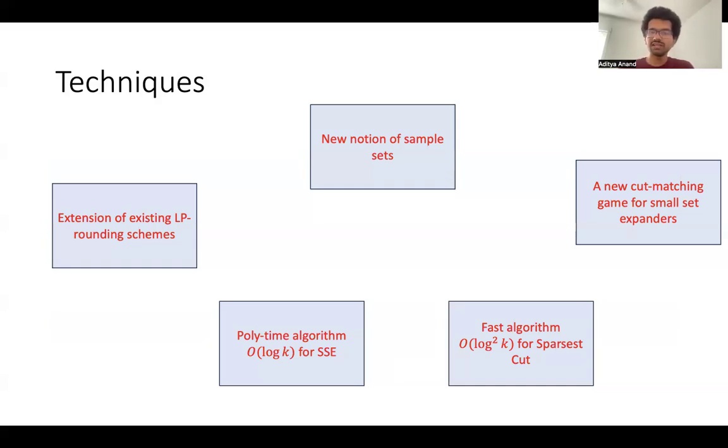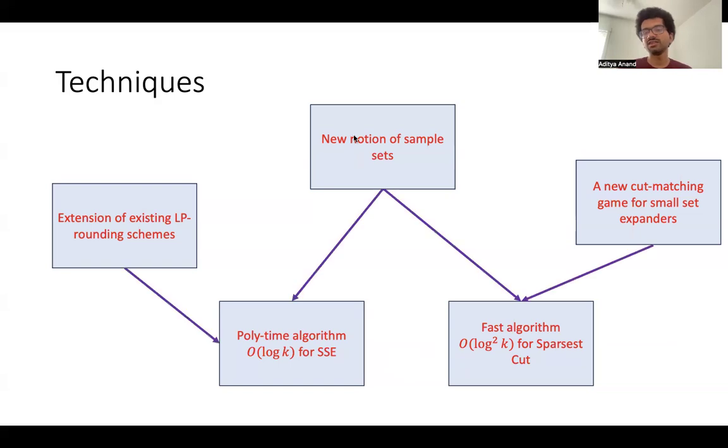Basically, we introduced two techniques. One is an extension of the sample set technique from the previous paper by Feige and Mahdian. And the other is a new cut matching game for small set expanders. Then we also extend some existing LP rounding schemes. So these are our three tools. The polytime algorithms come from the LP together with sample sets. And the fast algorithms come from the new cut matching game together with sample sets.